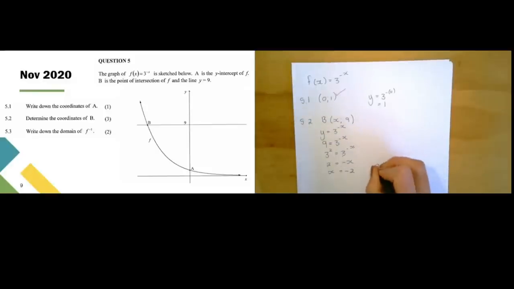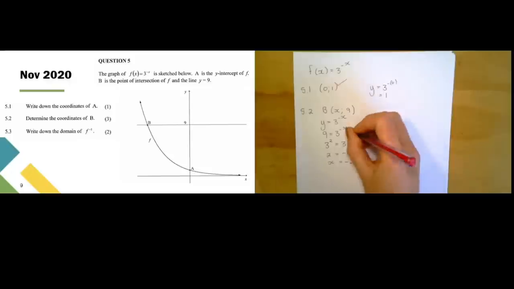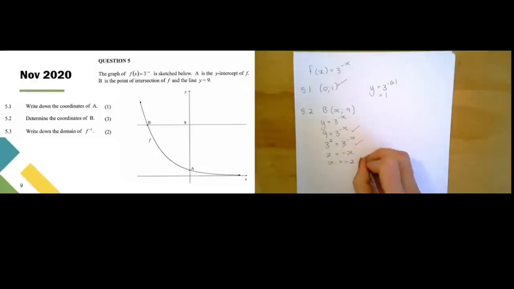So B is the coordinate (-2; 9). Remember, the question said determine the coordinate. So make sure you answer the question and you write down the coordinate at the end. It was 3 marks: a mark for making the equation equal to 9, a mark for breaking up the bases, and a mark for calculating x.